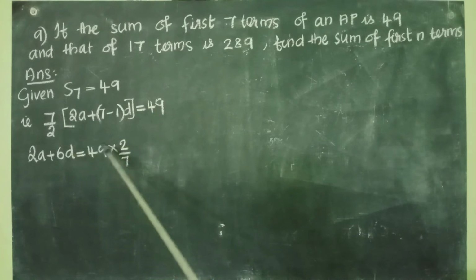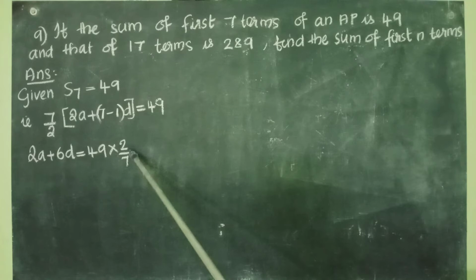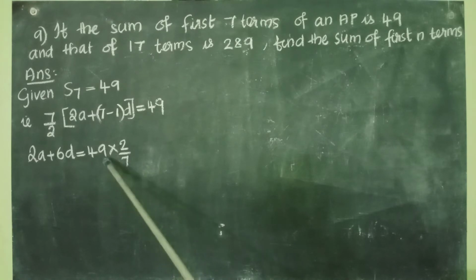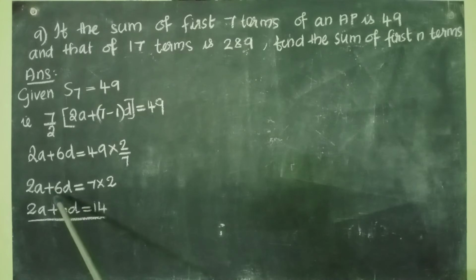This 7 by 2 is taking to right side. It is becoming 2 by 7. So we can cancel this 7 and 49. So we get 2a plus 6d equal to 7 into 2, that is 2a plus 6d equal to 14. That we can keep as our first equation.